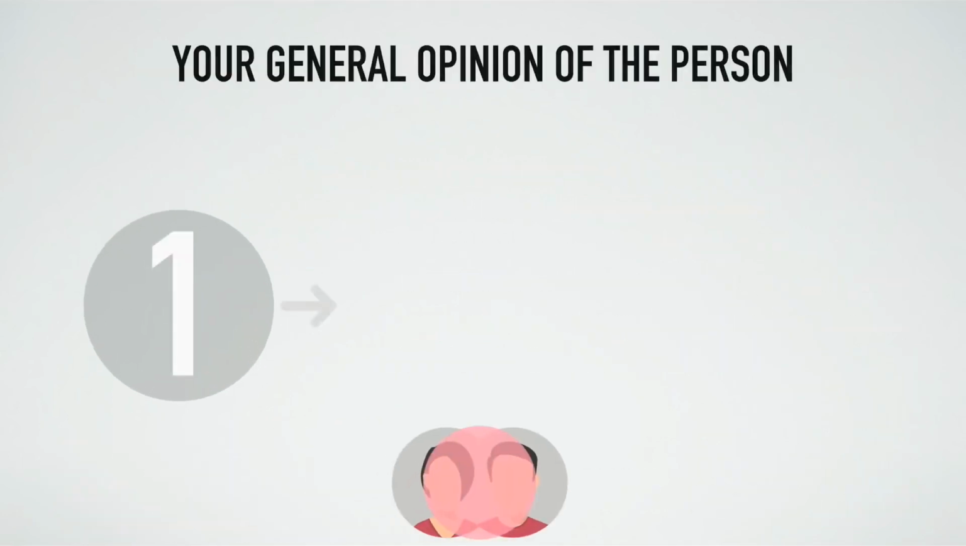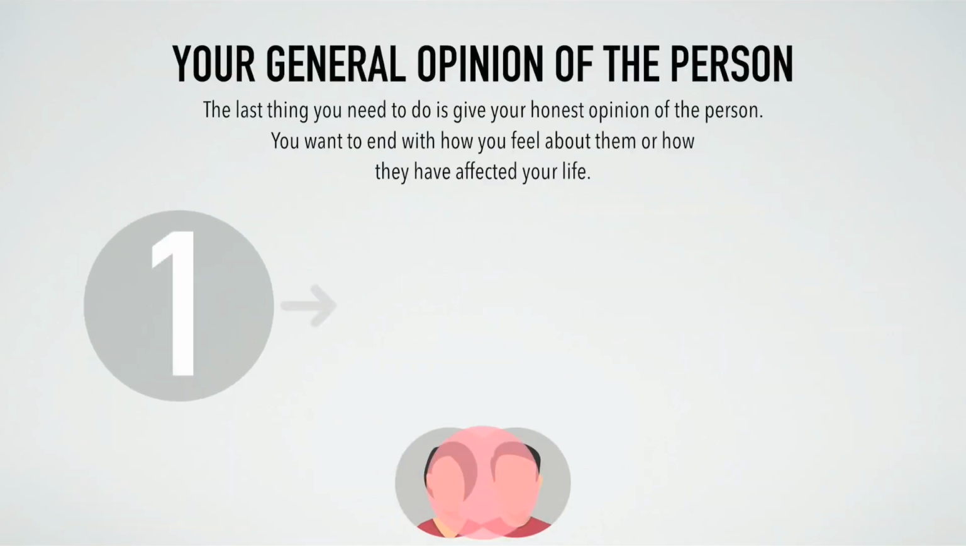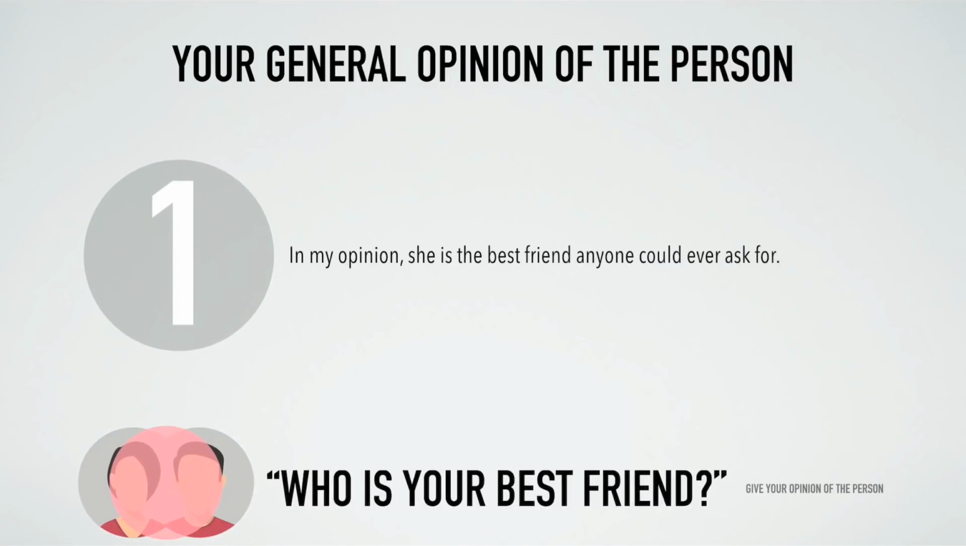Now, the next part is the last part, the last section of your answer, okay? Your general opinion of the person, okay? The last thing you need to do is give your honest opinion of the person. You want to end with how you feel about them or how they have affected your life. So, the only sentence is, give your opinion of the person. So let's go back to our example. The question was, who is your best friend? All right. So this is how we would say it.